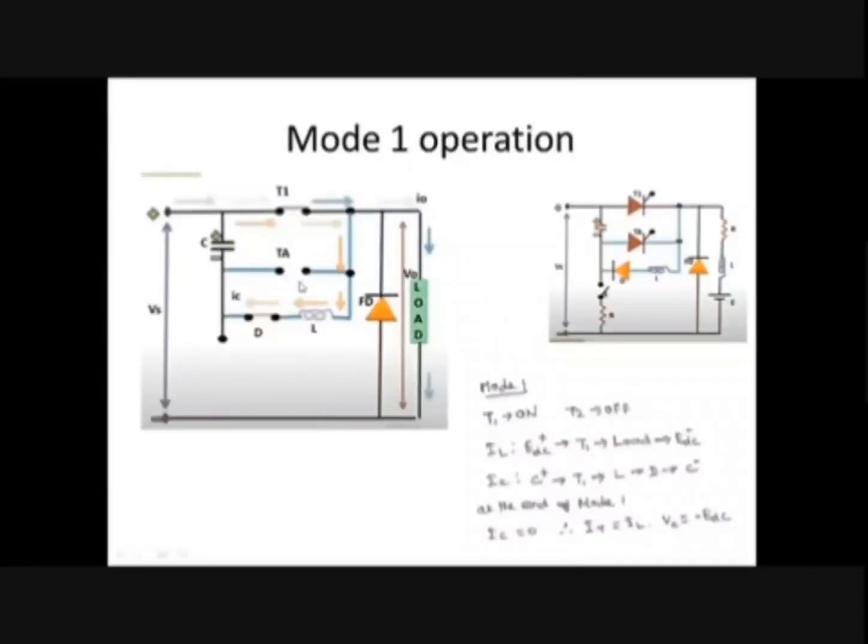remain off. As soon as thyristor T1 is turned on, can you say what will be the direction of current flow? When thyristor T1 is turned on, you can see that there are two closed circuits. One is supply, T1, load. This will form one closed circuit.